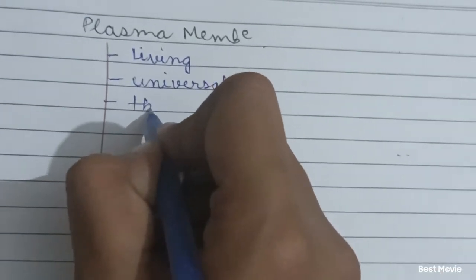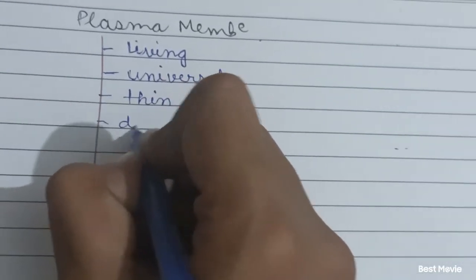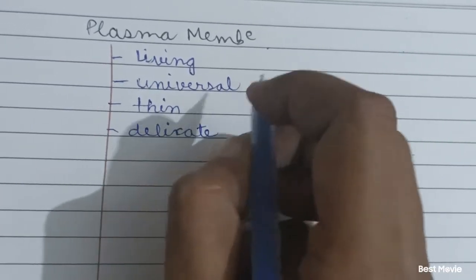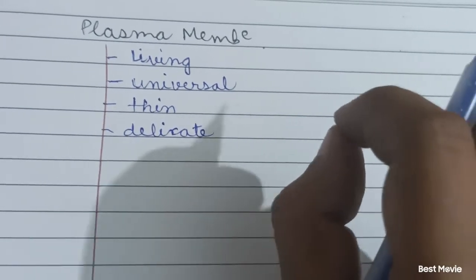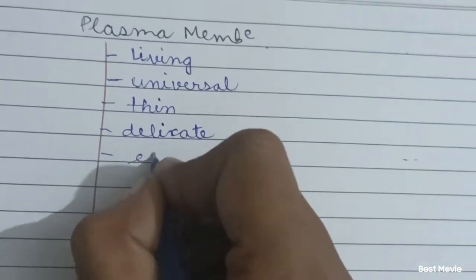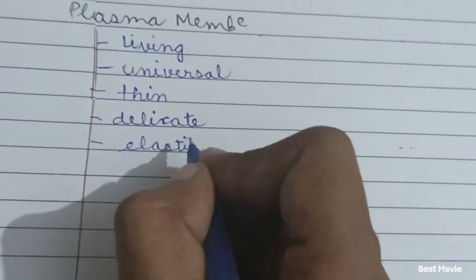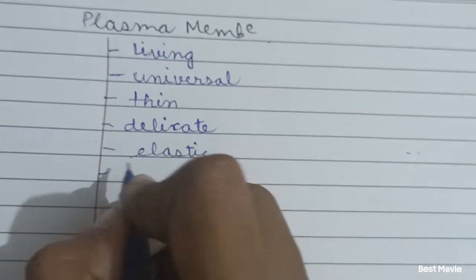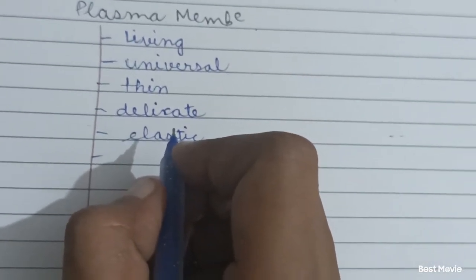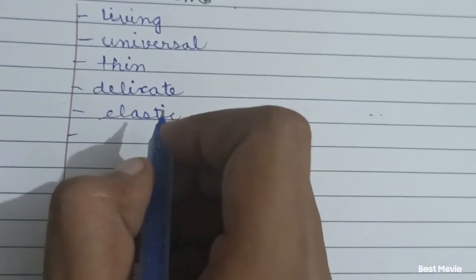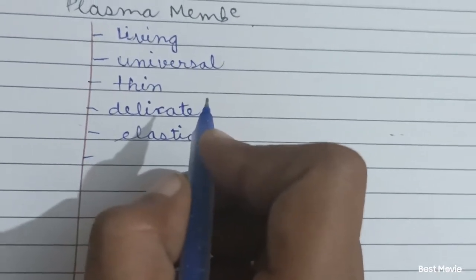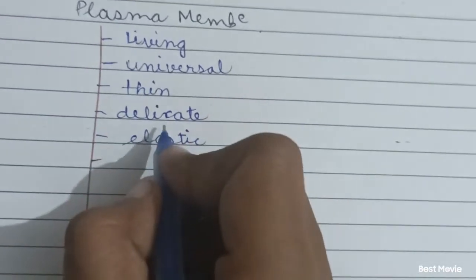Then it is thin, delicate. Thin means it is very low, very less in amount. It is delicate, so soft and elastic. Elastic because when the cell keeps on growing, the plasma membrane needs to stretch as well to keep up with the growing cell, with the boundary of the growing cell. So it needs to be elastic, and it is.